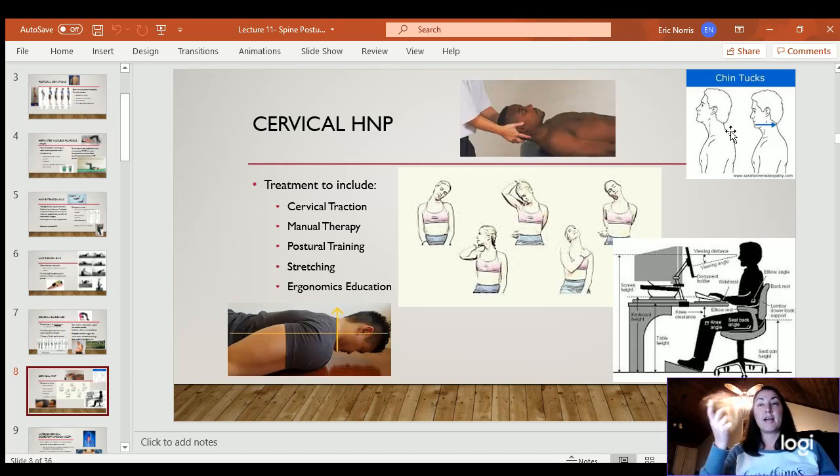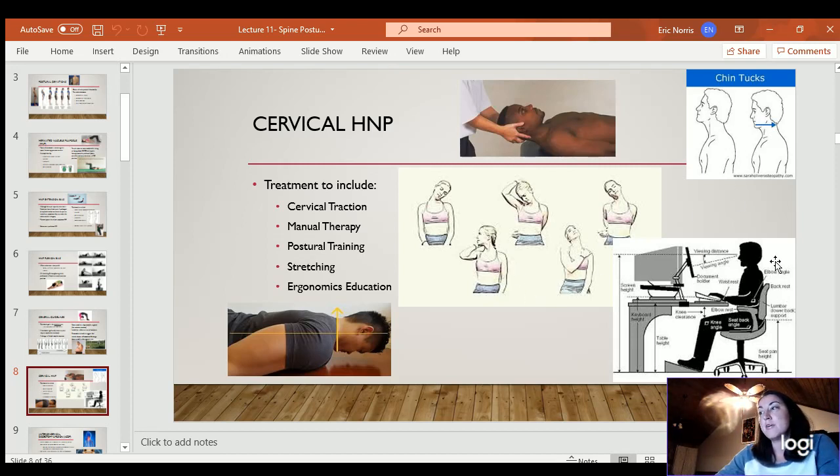Okay, you're laying flat on the bed. Now push the back of your head straight into the table. But remember, if they are in a supine position, then the movement is gravity assisted. Gravity is kind of helping them with that movement. So that would be the easiest progression. Standing would be next. Prone would be the hardest. And then again, ergonomic education.